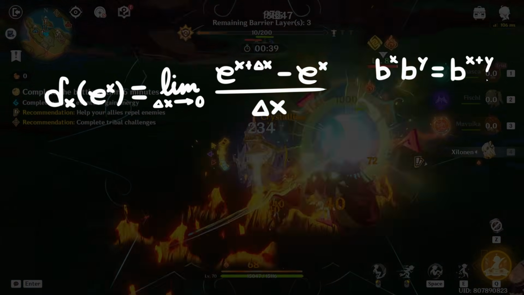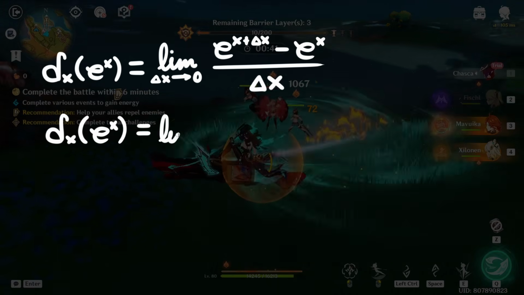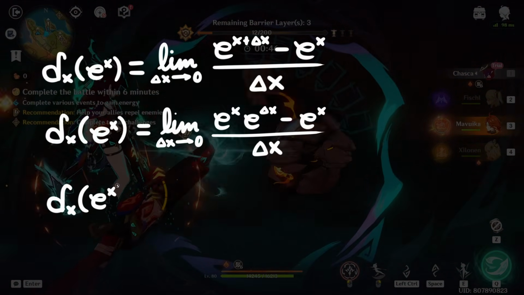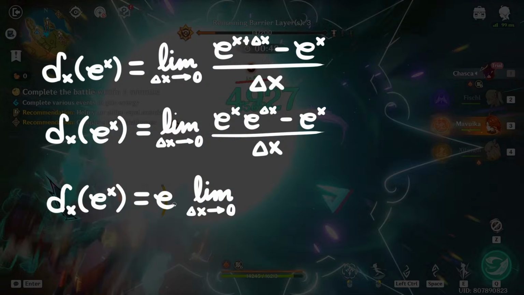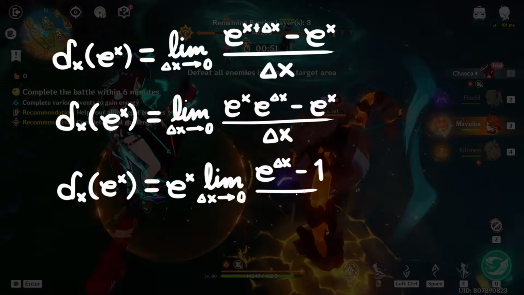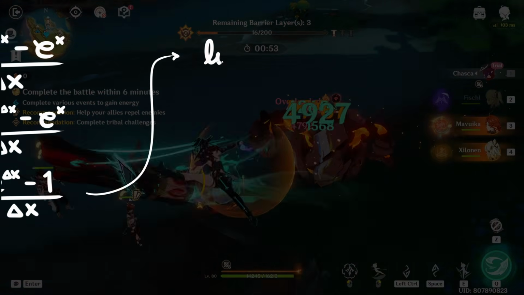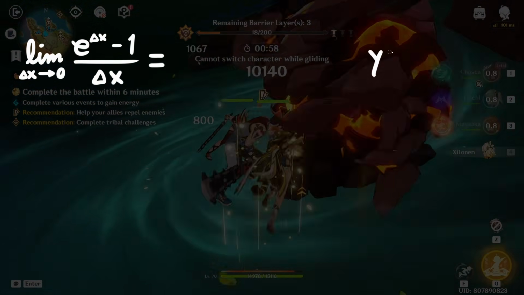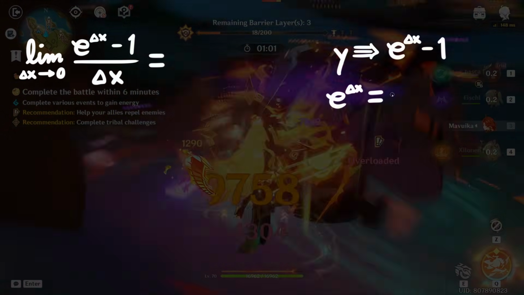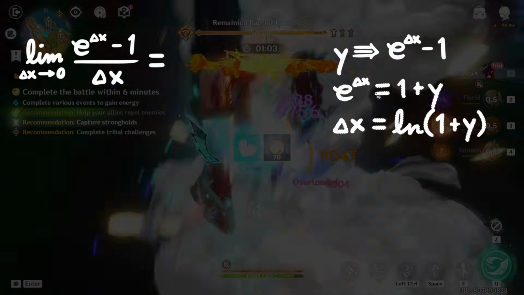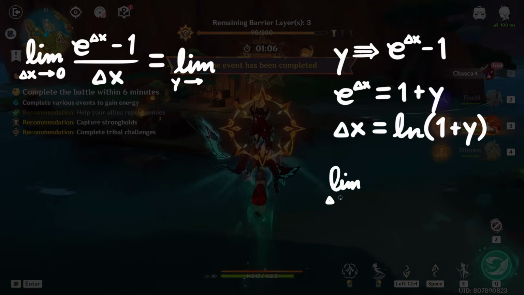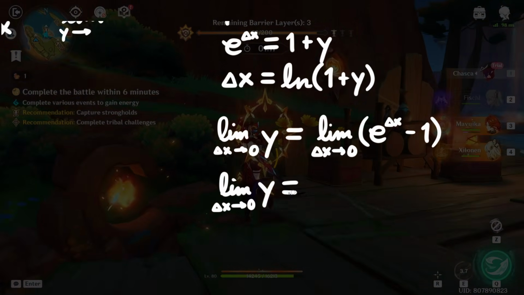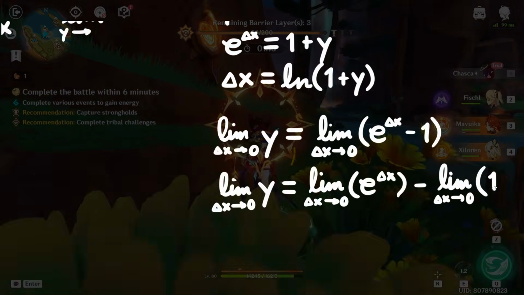First, we can make use of the multiplicative property of exponentials with the same base to split up the e raised to the x plus delta x. From here, we can factor out the e to the x from both the fraction and the limit. And now all we have to do is to figure out the limit. To do this, I'll let y equal the numerator, and from there I can express the denominator in terms of y. Also, since we're changing variables, we need to determine the new limit bounds. And we do this by essentially just taking the limit of y as delta x approaches 0.